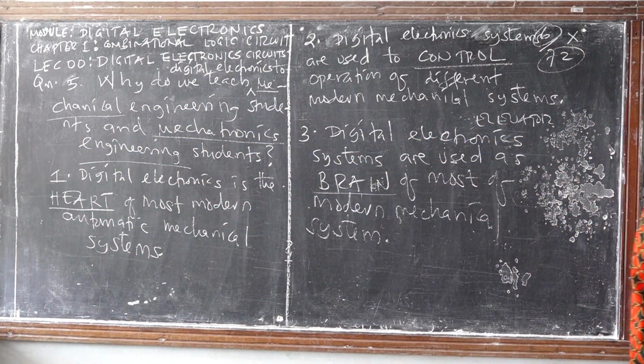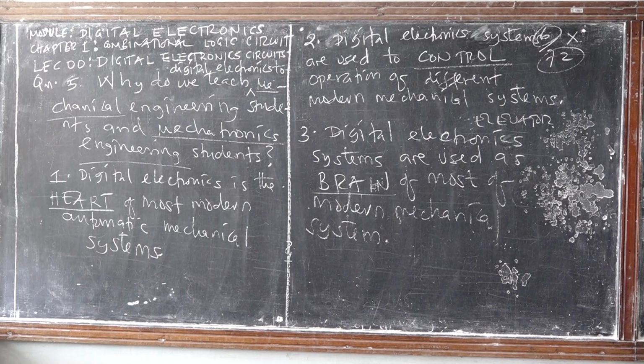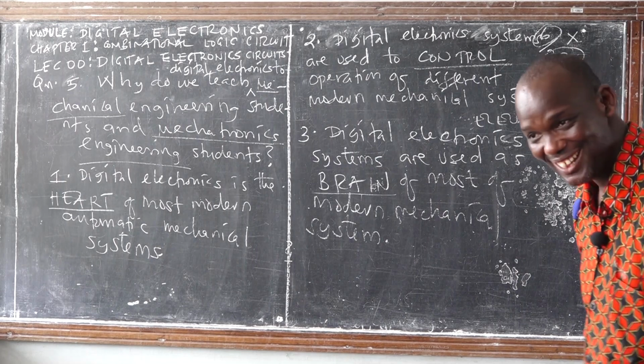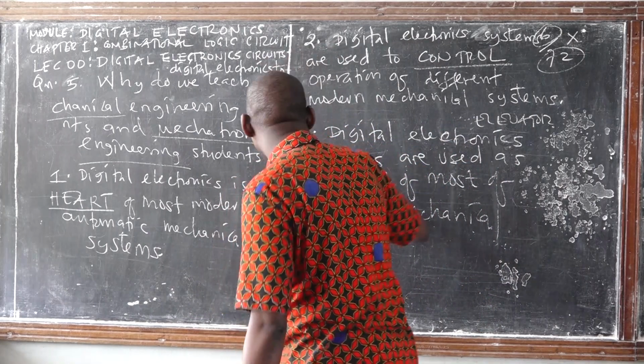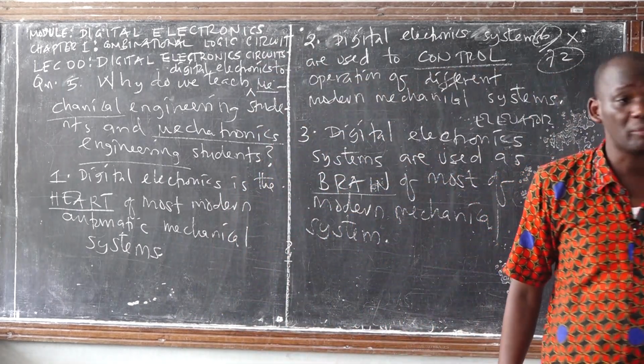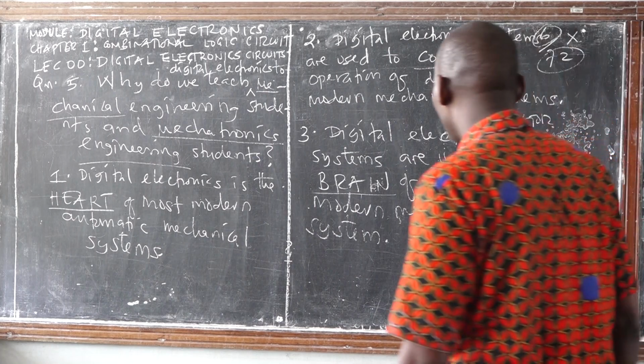Ask your neighbor, do you have a brain? Can you give me your brain? No? Why? Because you cannot function without a brain. You know the importance of the brain. Similarly, that is how important digital electronics is to the mechanical system. Class, did you understand? Is it clear? Okay. Ask any question about what you have covered.